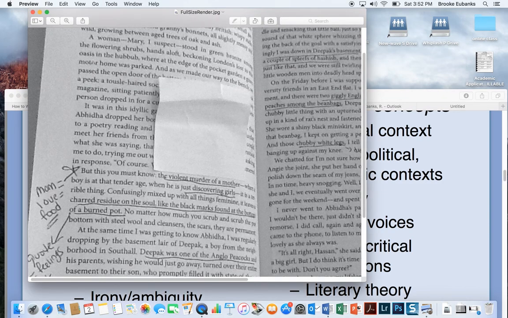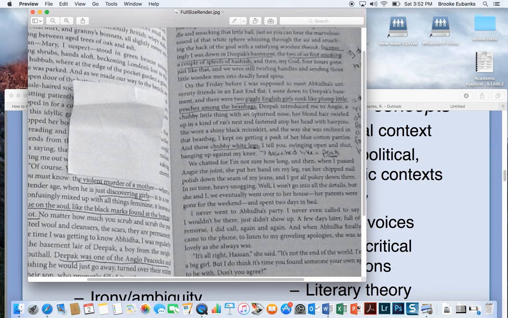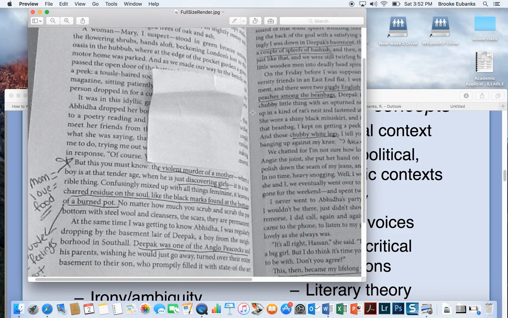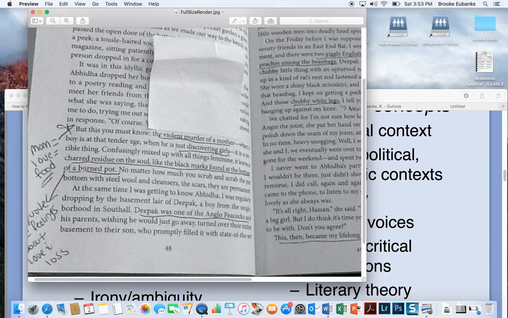I want to draw your attention to my annotation of the novel. And I've picked a particular passage to draw your attention to and show you a couple of different things. First, this is the section where Hassan has moved with his family to London, which is sort of a layover before they get to France. He doesn't like London, and he mentions here that after the violent murder of his mother, he is at an age where he's just discovering girls and that he's now confusing all of these feelings about things that are feminine together. He has what I would call here a bunch of different metaphors.